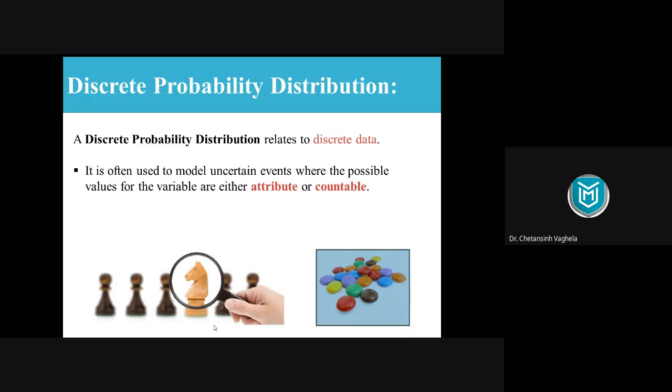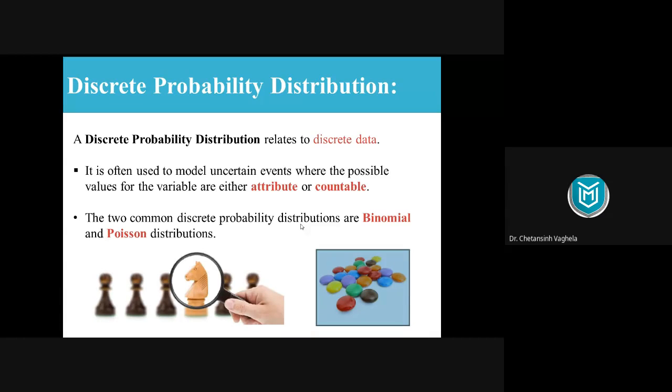It is often used to model uncertain events where the possible values for the variable are either attributes or countable. Discrete की बात कब करते हैं? जब हम counting के साथ deal करते हैं, is it? As we discussed, we are going to deal with some attributes, or we are going to count some number of experiments, some number of trials. Is it?